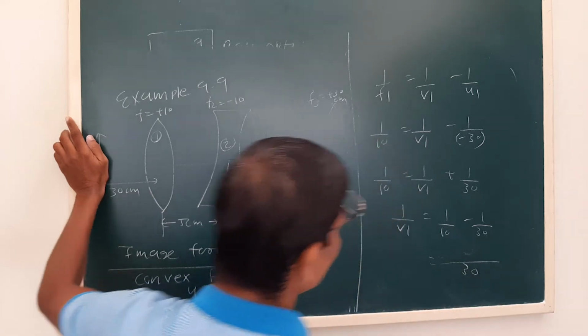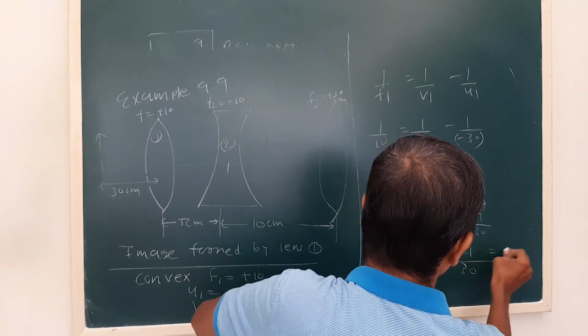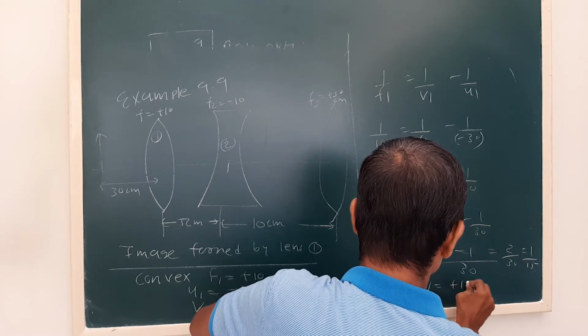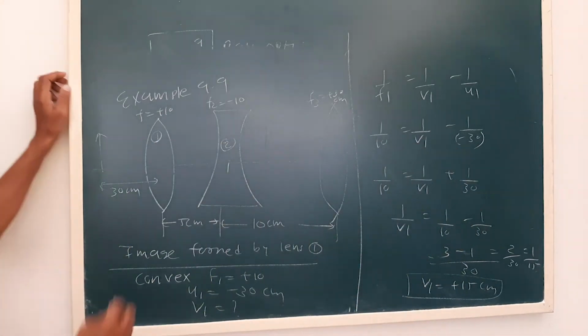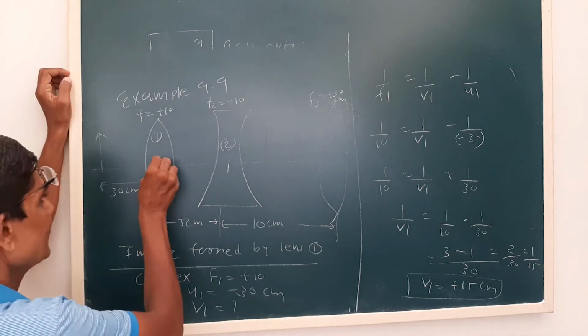Now see here, 30 will be the LCM. So it will be 3 minus 1. So what we can see is the image is formed at 15 centimeter from the lens 1, the center of the lens 1.